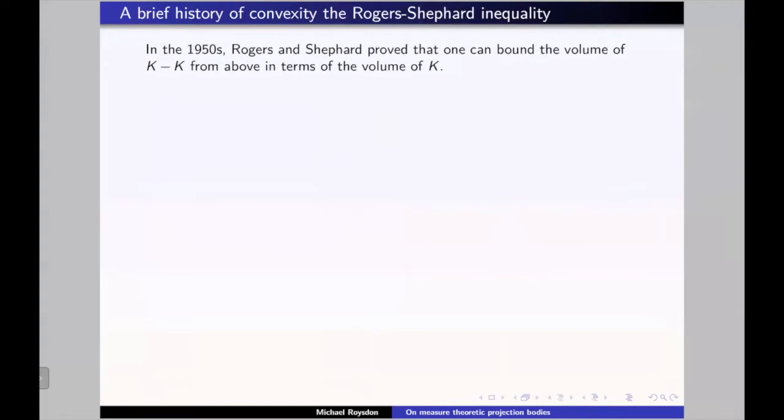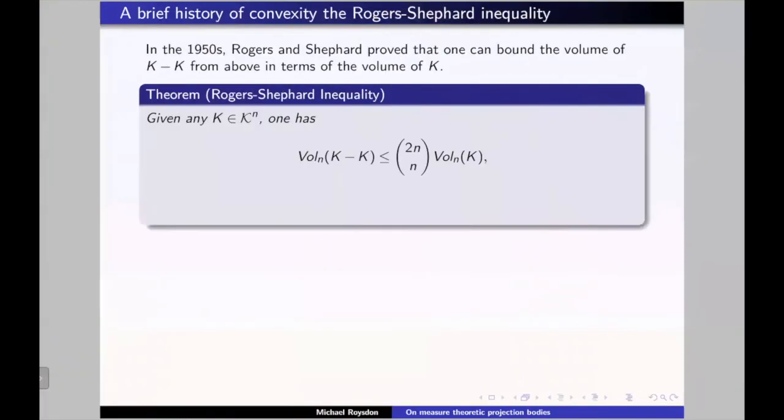And this is very nice. It's called the Rogers-Shephard inequality. And it asserts the following. For any convex body K, and for this, convexity is very important, the volume of the difference body, that's K plus negative K, never exceeds 2n choose n times the volume of K.